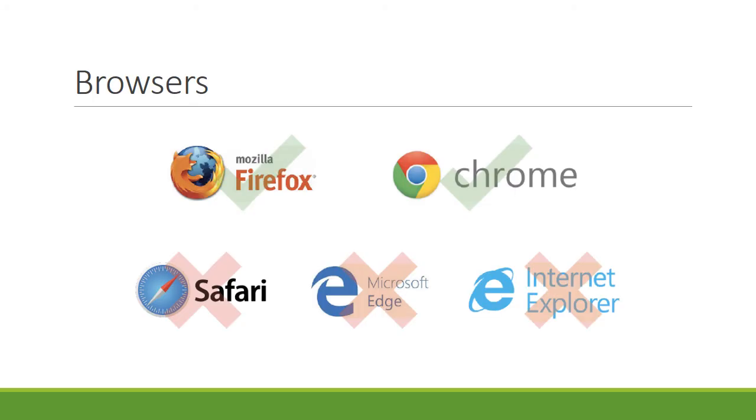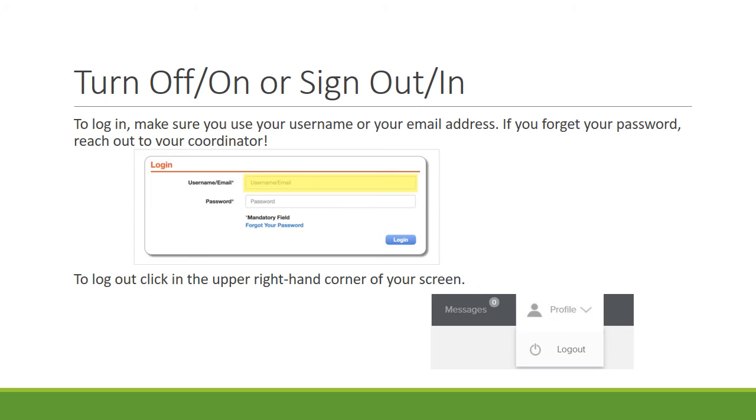First, take a look. These are the browsers that are best to use for essential education. You should pick either Firefox or Chrome. While essential education is available on any internet-enabled device, these are the two browsers that are best to use to access this program. To log into Essential Education, make sure you use your username or email address.